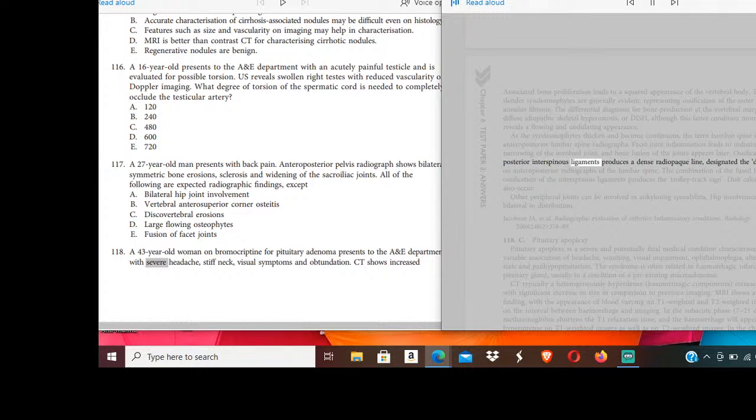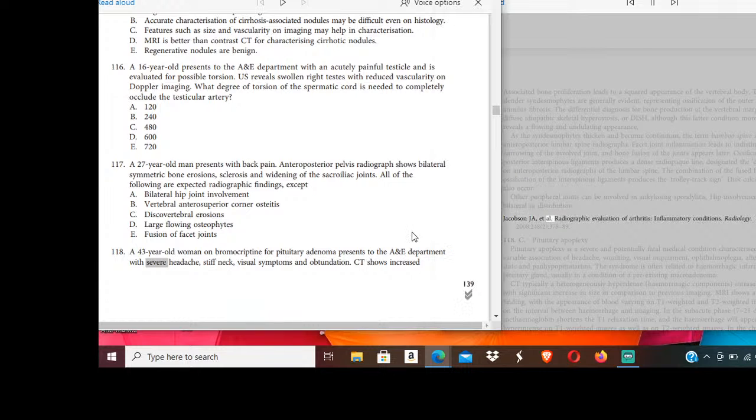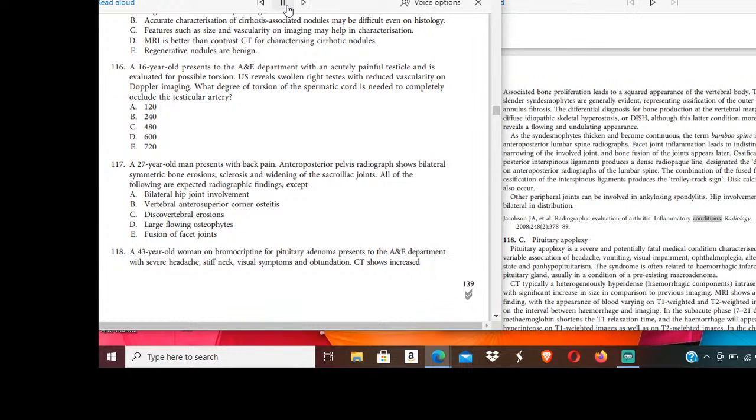Ossification of the posterior interspinous ligaments produces a dense radiopaque line, designated the dagger sign, on anteroposterior radiographs of the lumbar spine. The combination of the fused facets and ossification of the interspinous ligaments produces the trolley track sign. Disc calcification may also occur. Other peripheral joints can be involved in ankylosing spondylitis. Hip involvement is usually bilateral in distribution. Jacobson J.A., et al. Radiographic evaluation of arthritis, inflammatory conditions.